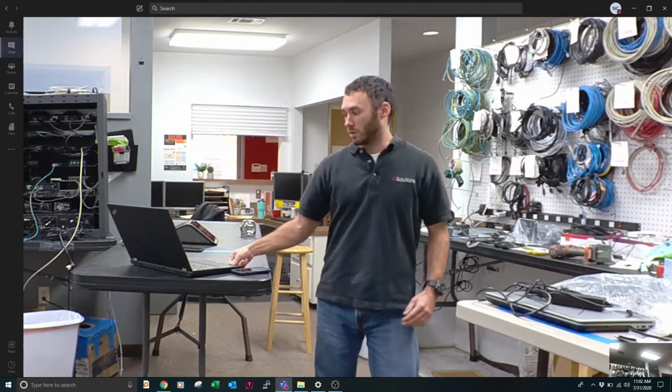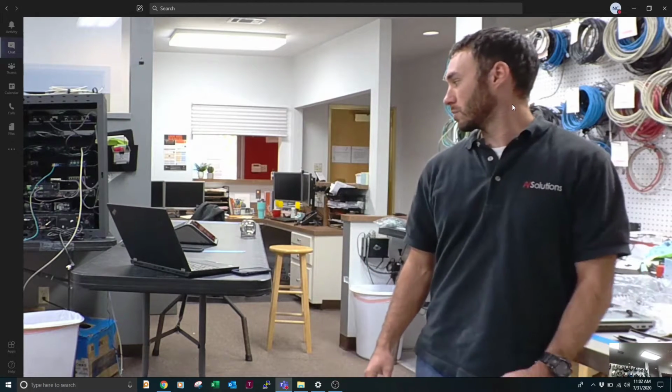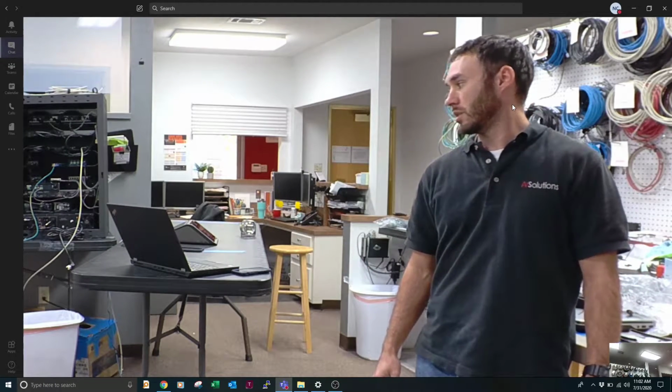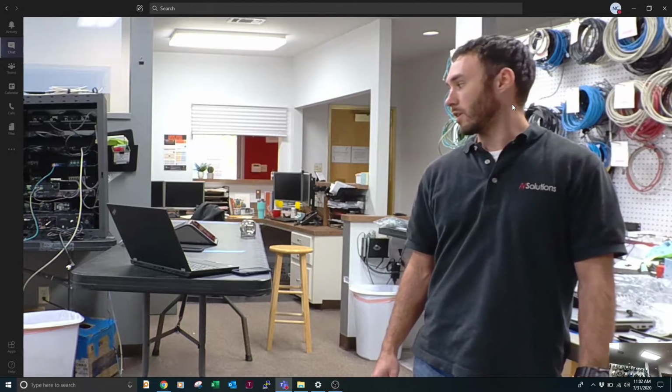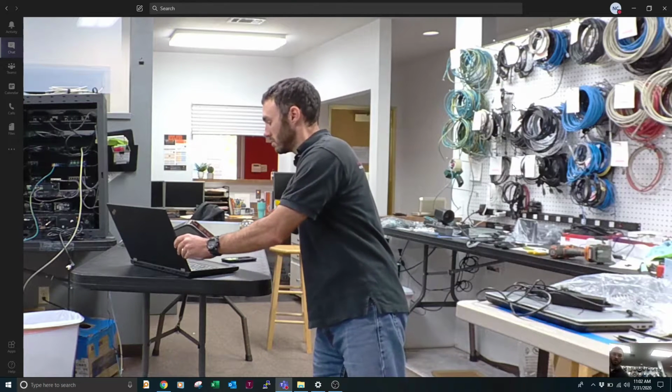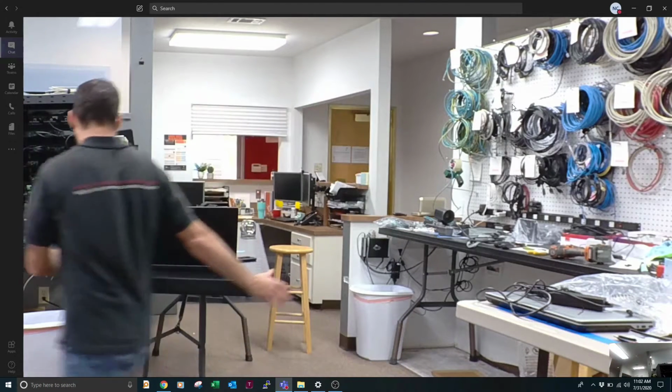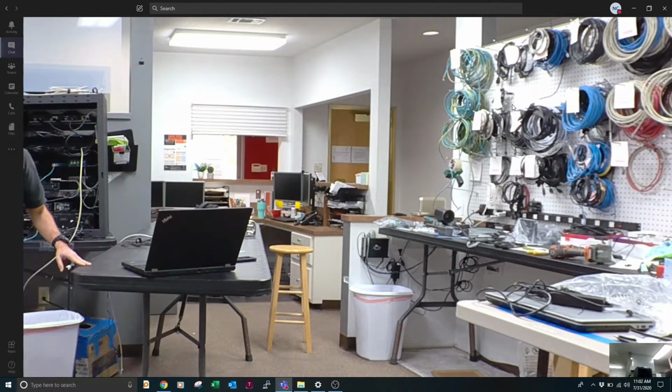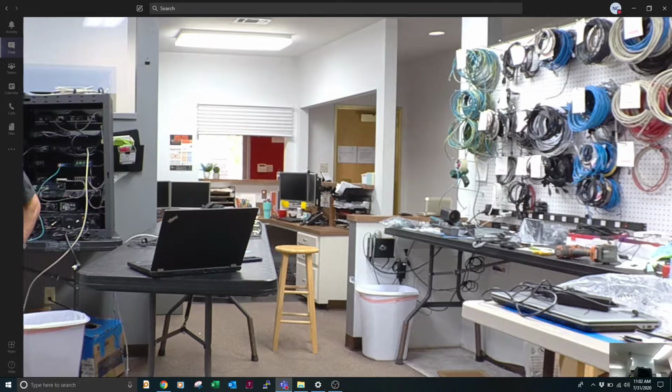Get kind of close so that the auto frame gets me. This is about 4 feet away. Check 1, 2, 3, 4, 5, 6. Check 1, 2, 3, 4, 5, 6, 7, 8, 9, 10. All right, this is about 7 feet away.